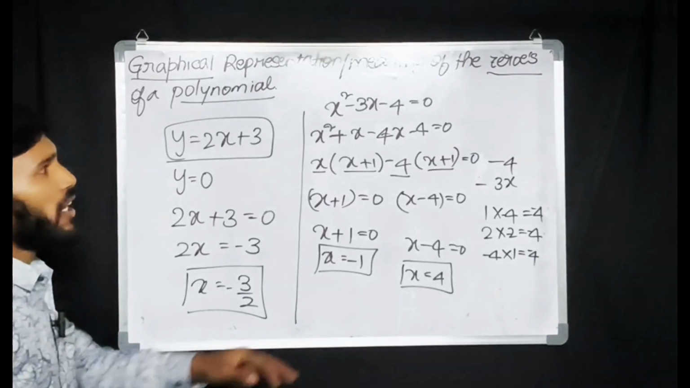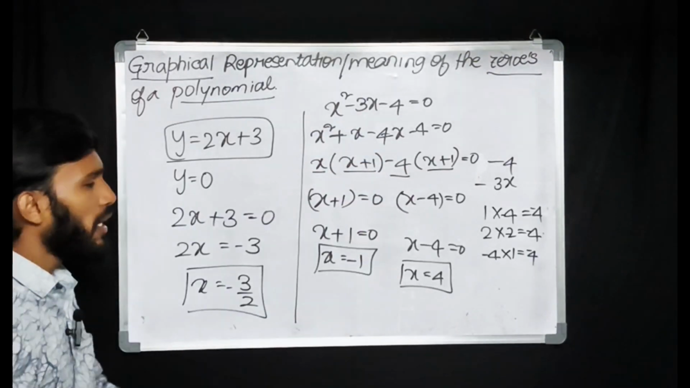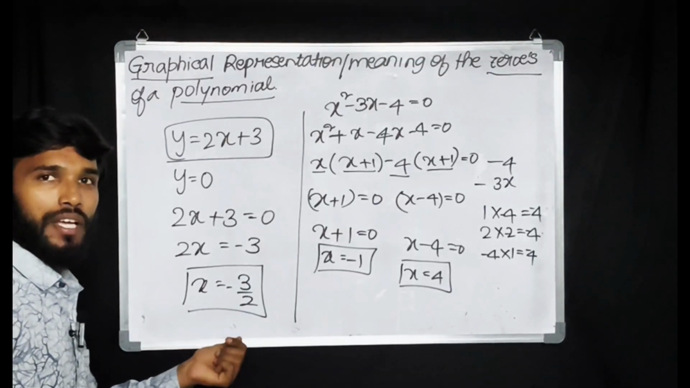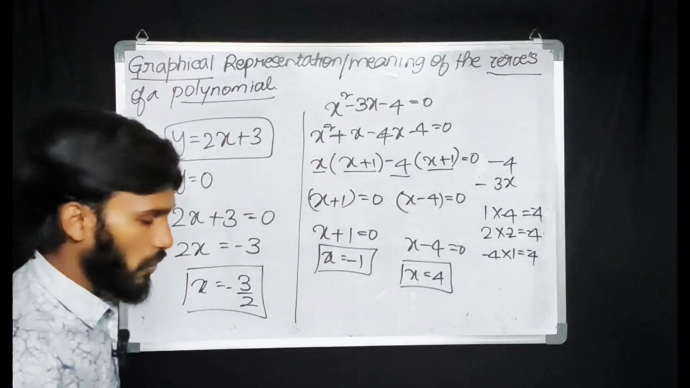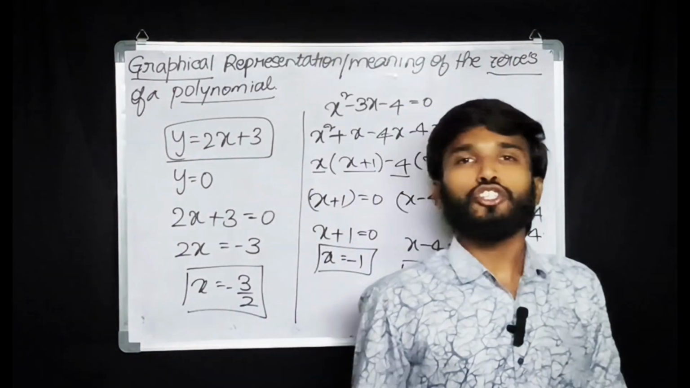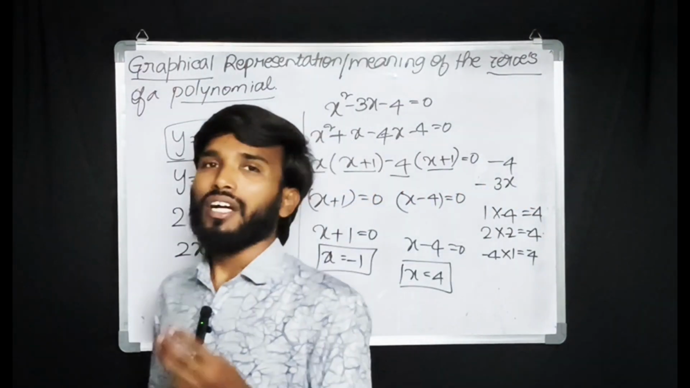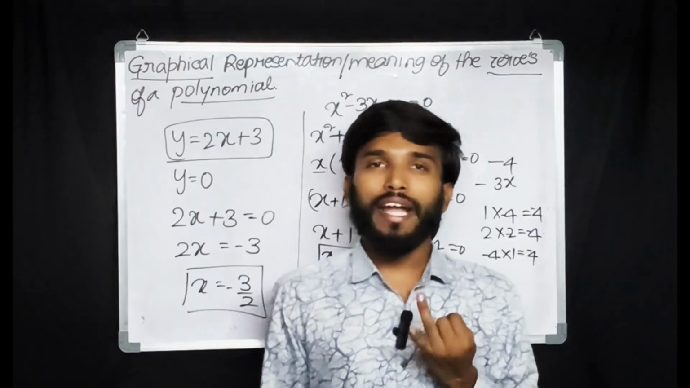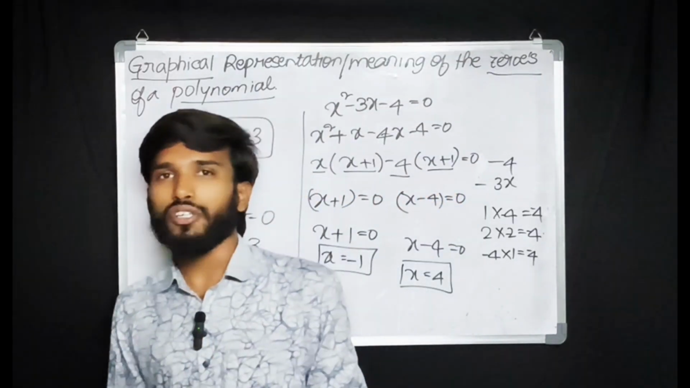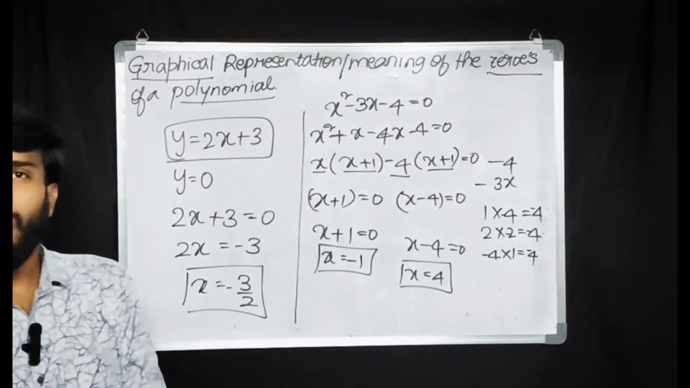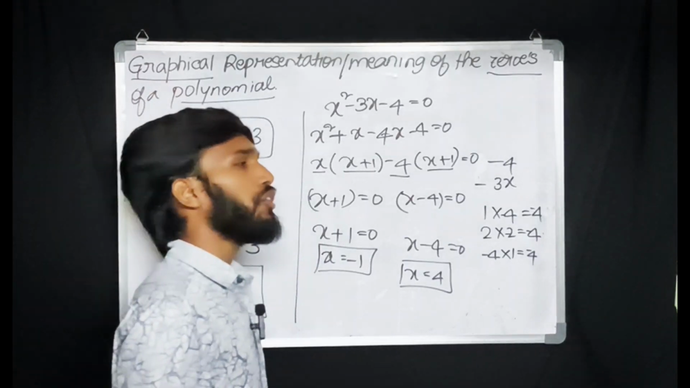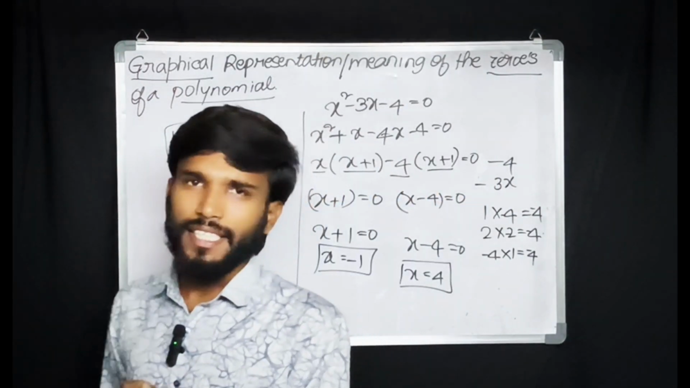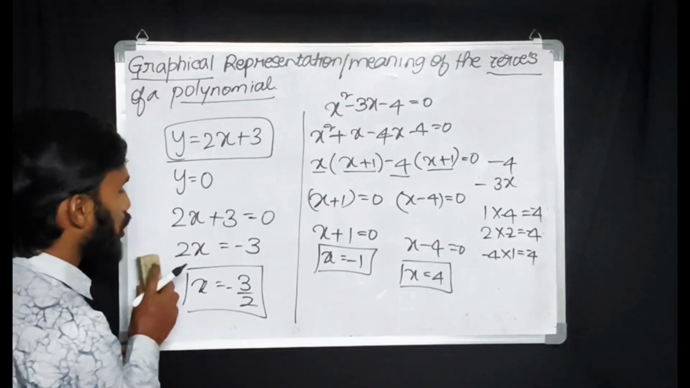If you observe, this is a quadratic polynomial and it has how many zeros? 2 zeros. And the linear polynomial has how many zeros? 1 zero. Like this, if you solve a cubic polynomial, it will have 3 zeros. That means a linear polynomial has only 1 zero, a quadratic polynomial has only 2 zeros, and a cubic polynomial has only 3 zeros. Now we are going to represent these zeros by the graphical method. It is an easy and very important concept. See how to represent them.